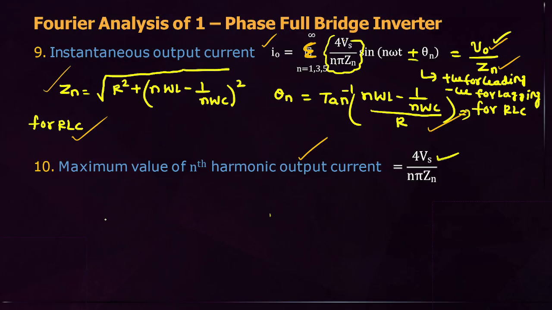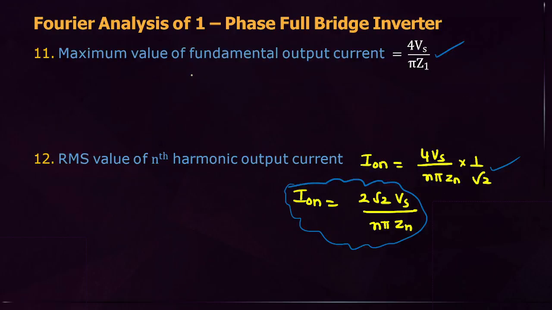Then you have to calculate the currents also. For the instantaneous output current, just voltage divided by Zn. What is the Zn here? Square root of R square plus (n omega L minus 1 by n omega C) whole square. This is the theta n calculation that you have to concentrate on. What is the maximum value of nth harmonic output current? Actually 4 Vs by n pi is the voltage; for current, divide by Zn. Then what is the maximum value of fundamental output current? Replace n equal to 1.